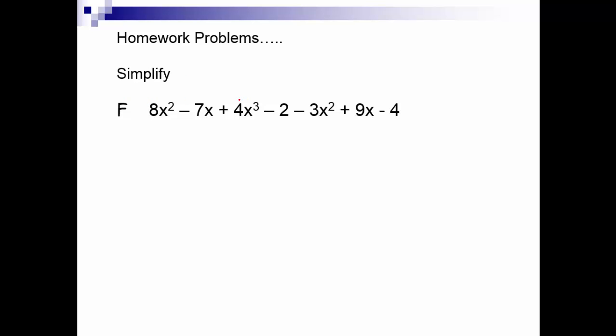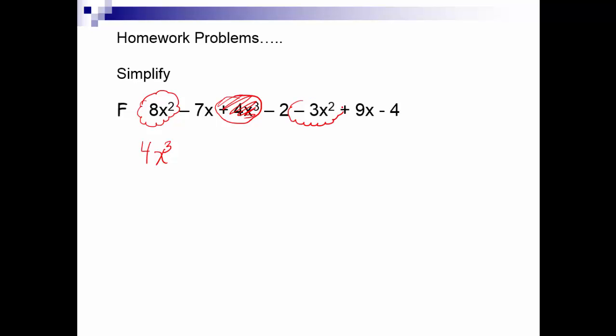So first I'll look at my x to the thirds. I only have one of those. I have 4x to the third. So it will say 4x to the third. That one's all done. I then will look at my x squareds. I have a positive 8x squared.